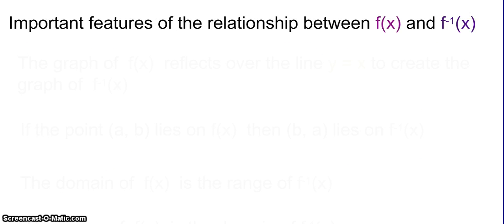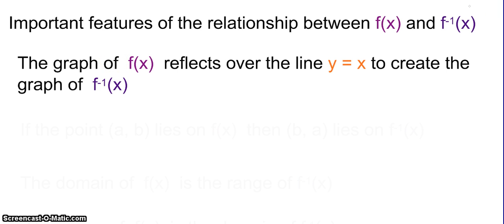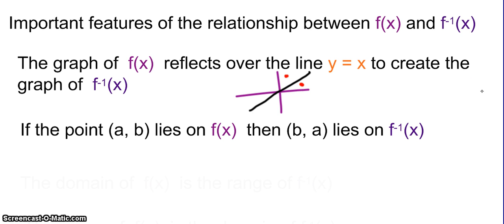Alright, some important features to keep in mind when talking about f and its inverse. First thing is the graph of f is reflected over the line y equals x, and that creates the new picture. So if you think about a coordinate grid, and I've got the line y equals x, whatever function I had up here, that's a point on a function, is now going to reflect over the line y equals x. It's going to be mirrored on the other side. So we've done reflections over the x-axis, we've done reflections over the y-axis, now we're talking about a reflection over a line. If the point (a, b) is on f of x, then the point (b, a) is on f inverse.